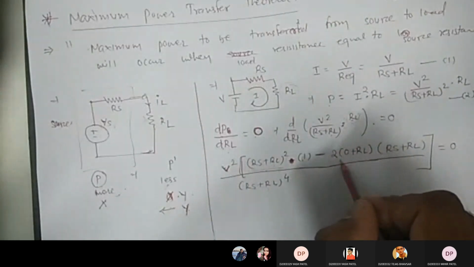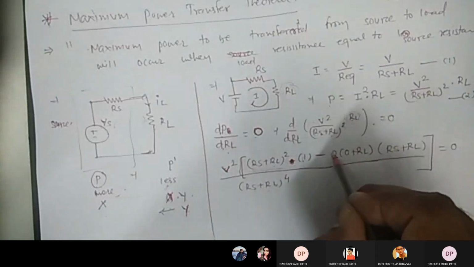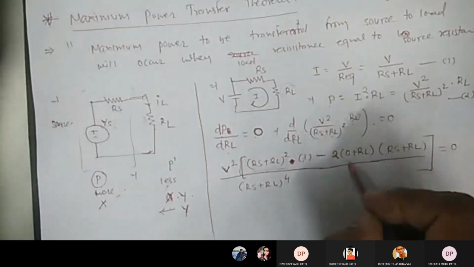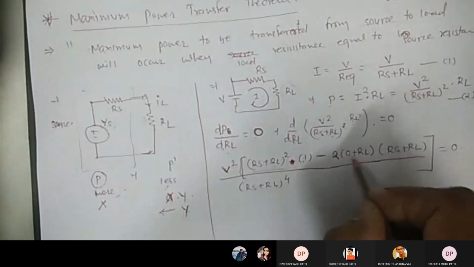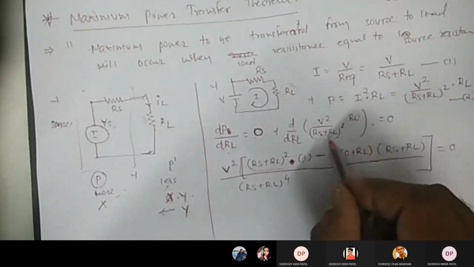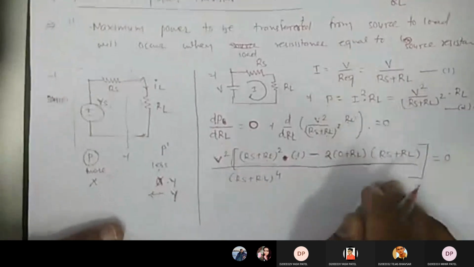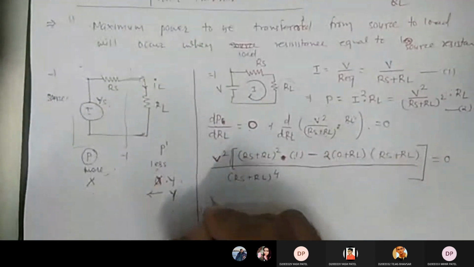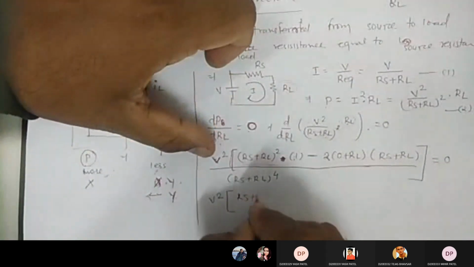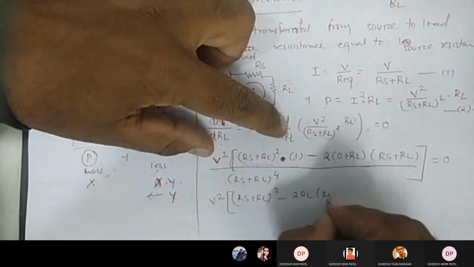the differentiation of the denominator, RS plus RL with respect to RL. The 2 comes in front of the square. The differentiation of RS with respect to RL is 0 since it is a constant, plus RL. Keeping the common quantity RL and then again RS plus RL as it is, this term goes away because it is multiplied by 0, so it will be V square into bracket (RS plus RL) whole square minus 2RL into (RS plus RL).